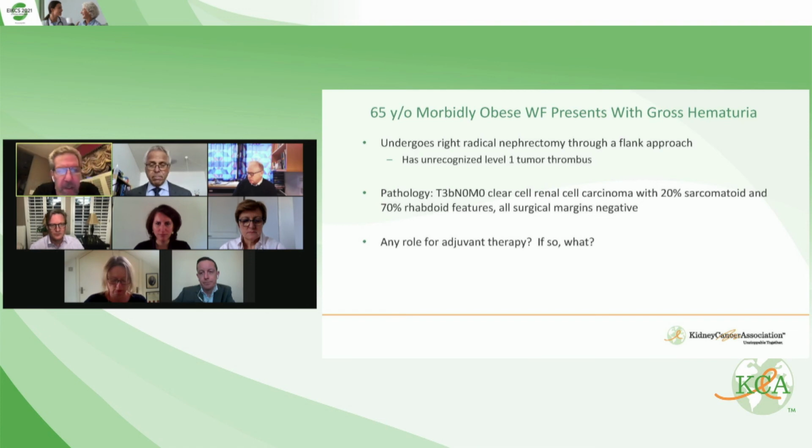I guess I'll throw it out to Laurence. What do you think? Okay, so there's no adjuvant therapy available in Europe. I would not offer sunitinib even if it was available. We do know that there are pending results with immune checkpoint inhibitors. So if I can enroll the patient in a trial, I will do so. Otherwise, I will not offer adjuvant therapy. We're waiting for the results.